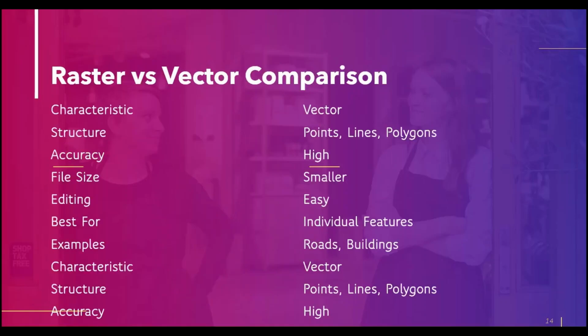So, raster versus vector. Now we have the characteristics and all of that. In terms of vector, the structure is points, lines, and polygons. The accuracy is high, the size is smaller, and the editing is easy. It is best for individual features. Examples are roads and buildings. I think I repeated some of it.